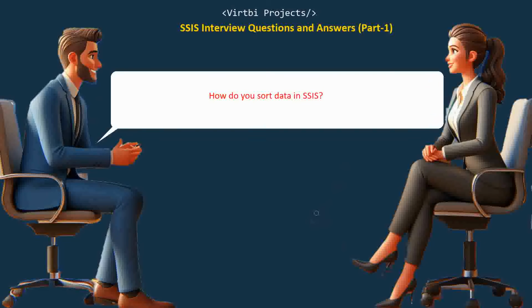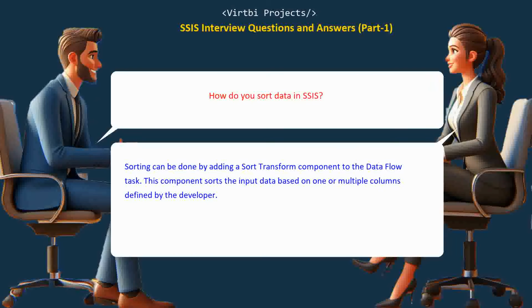How do you sort data in SSIS? Sorting can be done by adding a sort transform component to the data flow task. This component sorts the input data based on one or multiple columns defined by the developer.